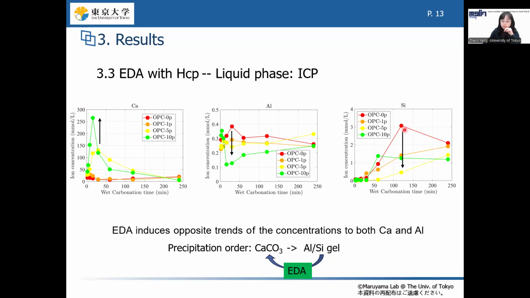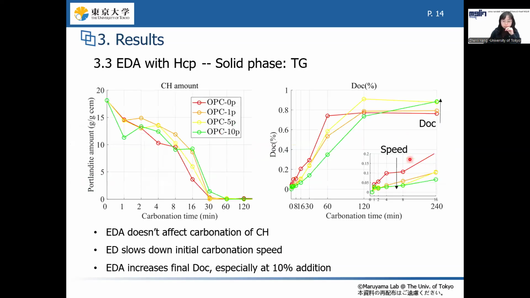The silicon is mostly from the dissolution of CSH. It decreases when the EDA is added, meaning that the CSH dissolution is slowed down.